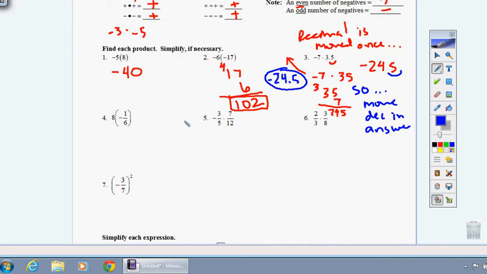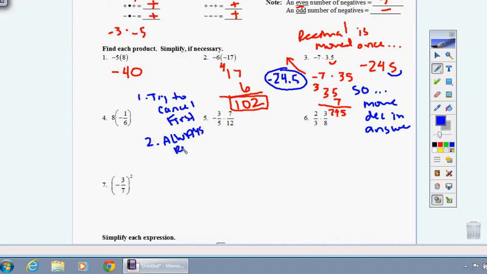Alright, let's talk a little fractions here. I have 8 times negative 1/6. Now, anytime you have fractions, there's a couple rules. Number 1, try to cancel first if possible, and we'll talk about that more in a little bit. Number 2, this is a biggie right here. Always reduce.